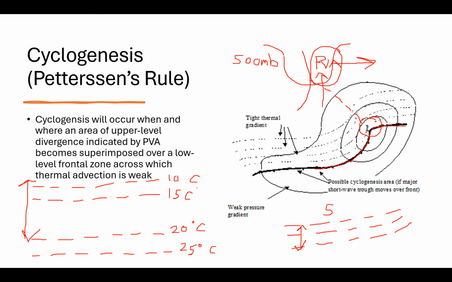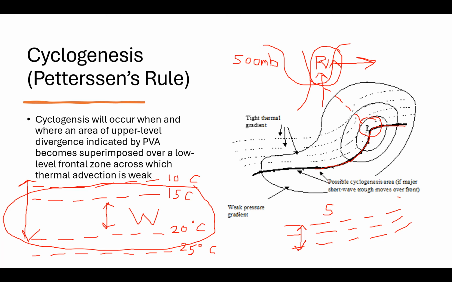The further apart, now let's just look at the isotherms here, 15 and 20 degrees Celsius. See how much further apart these two isotherms are from each other? That is indicative of a weak, I'll put a W here, weak thermal gradient based on the spacing or the packing, how far apart these two dashed lines are, these isotherms, lines of equal temperature.